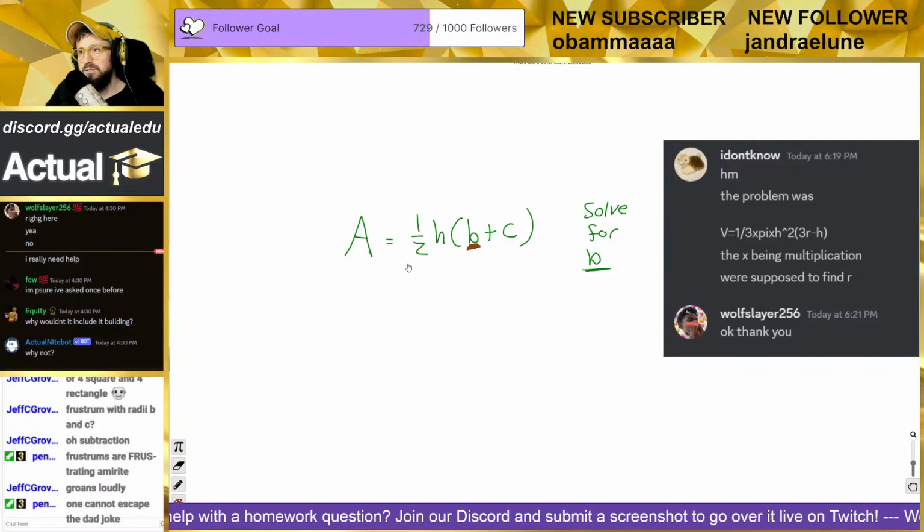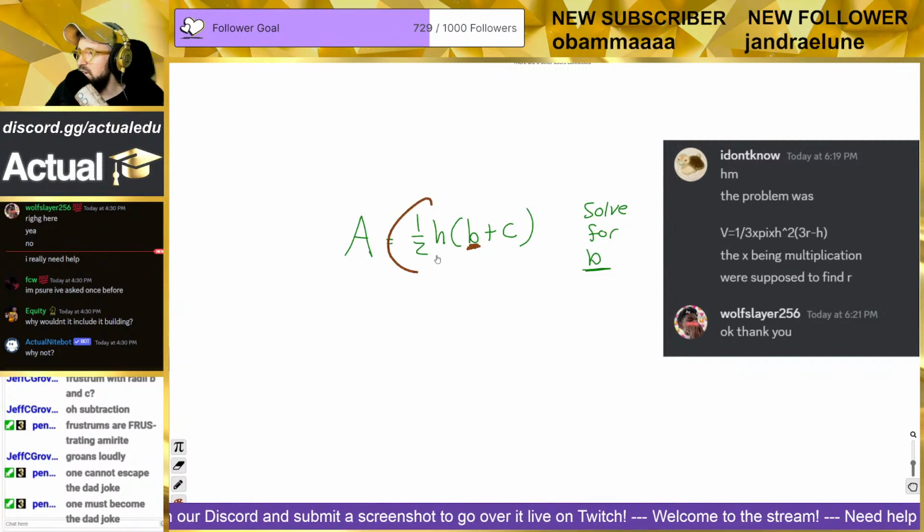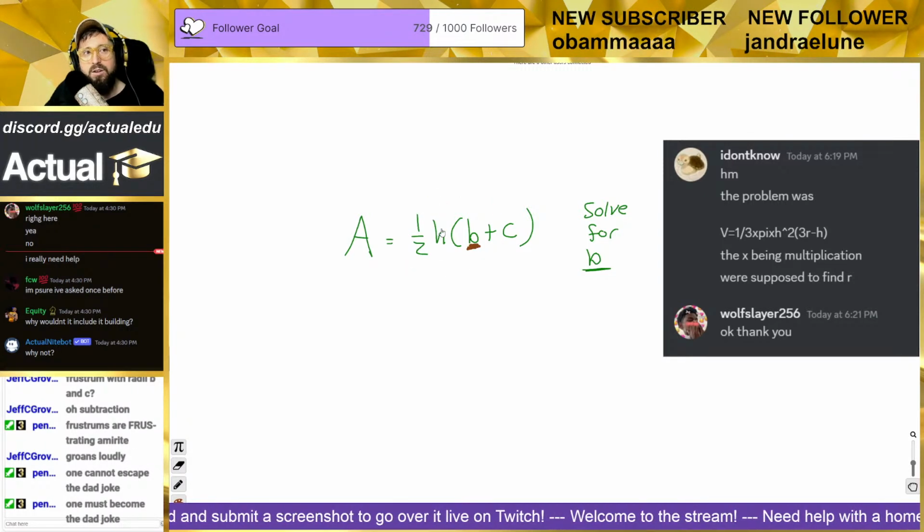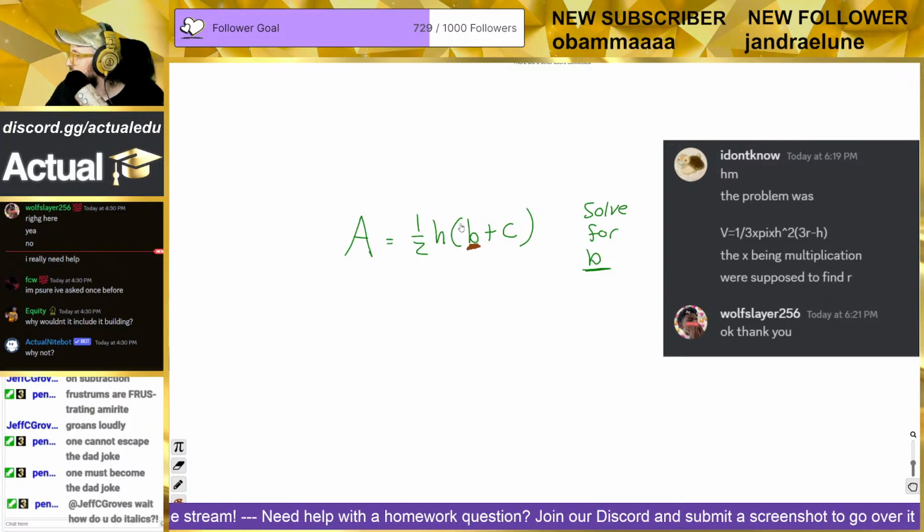Looking for? Look at all the things that are happening. Do you see how it's getting C added to it, and then it's getting multiplied by H, and then it's getting multiplied by 1/2? What's the last thing that's happening to it? What's the furthest away from it? I kind of use PEMDAS when I say furthest away. I mean, what interacts with the B last?